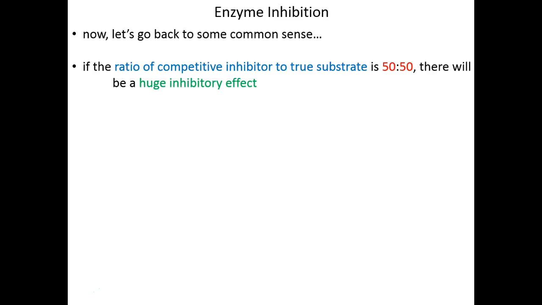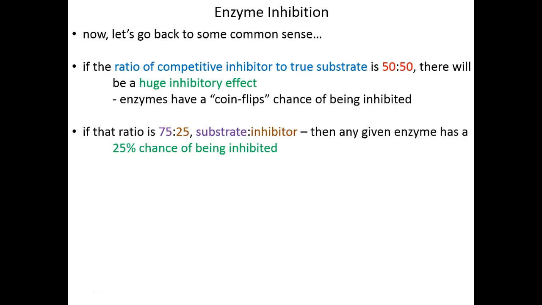So let's go back to some of the common sense that we tried to grapple with in the last lecture series. Let's imagine in the case of a competitive inhibitor that the ratio of the competitive inhibitor to true substrate is about 50-50. In other words, we have equal amounts of inhibitor present and true substrate present. You can imagine that there'd be a huge inhibitory effect here, because every enzyme at any one time has an equal chance of binding to substrate or inhibitor. Essentially, we'll cut the enzyme's productivity down in half. An enzyme would have a coin flip's chance of being inhibited in such a case.